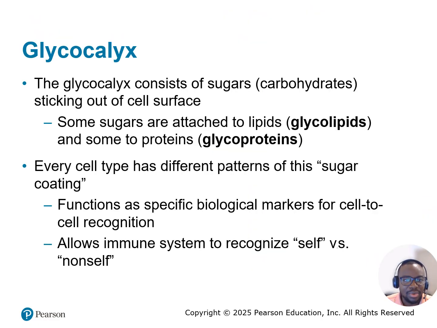Next, we look at the glycocalyx. The glycocalyx consists of sugars or carbohydrates sticking out of the cell surface. Some of the sugars are attached to lipids, in which case they are called glycolipids. Others are attached to proteins, in which case they are called glycoproteins. Every cell type has a different pattern of sugar coatings. They function as specific biological markers for cell-cell recognition. They also allow the immune system to recognize self from non-self.